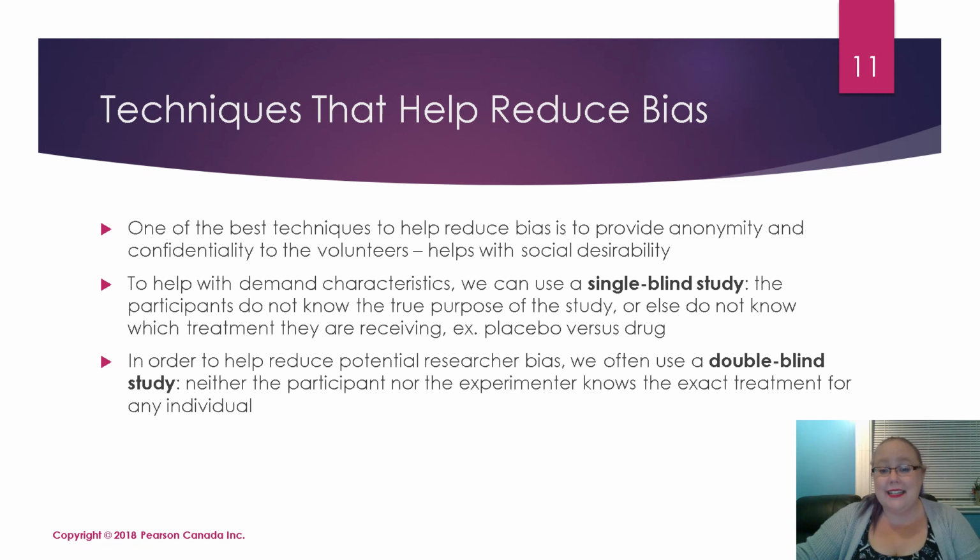So in single blind, the participants don't know which group they're in or don't know what the purpose of the study is, so they can't try to act a certain way. And in double blind, neither the participant nor the experimenter knows which group any individual is in.